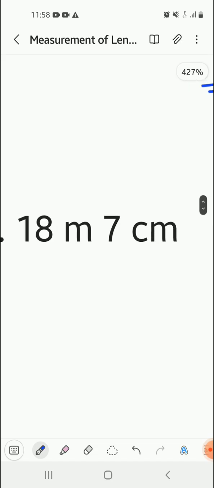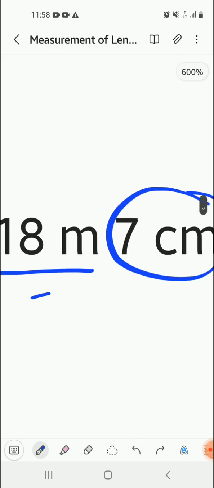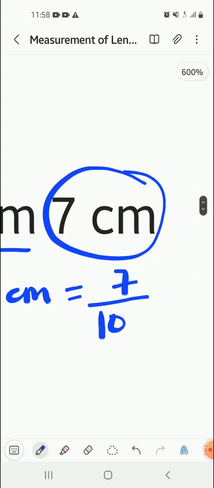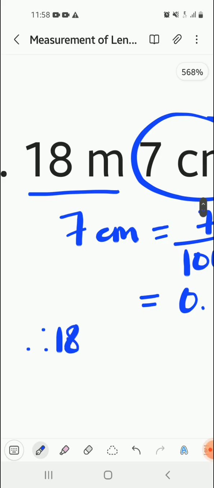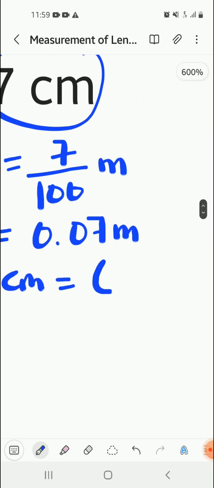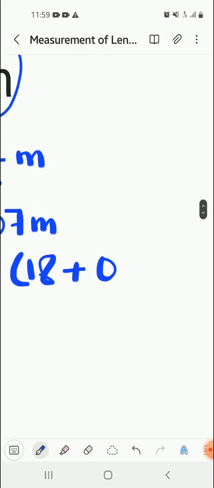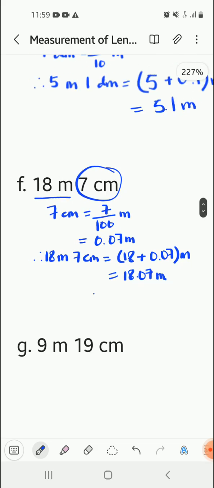18 meter 7 centimeter. Again 18 meter is already converted. We have to only convert 7 centimeter. So we know 1 centimeter is 1 by 100 meter. So 7 centimeter is equal to 7 by 100 meter. So this is 0.07 meter. So therefore 18 meter 7 centimeter is equal to 18 plus 0.07 meter, which is 18.07 meter. That is it.